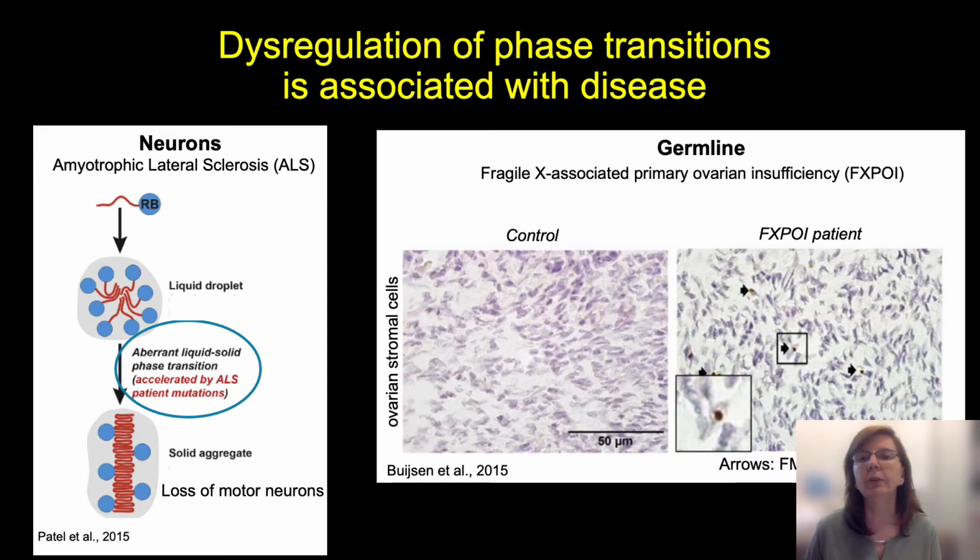In the germline, fewer examples have been uncovered to date. However, the pre-mutation in the FMR1 gene is associated with nuclear condensates of mutant FMR poly G granules in the stromal cells of Fragile X-associated primary ovarian insufficiency patients. FXPOI patients have a high rate of infertility, which is not fully understood. These and other examples indicate the regulation of phase transitions is critical for cellular function. So what biochemical reactions might phase transitions regulate in the oocyte?